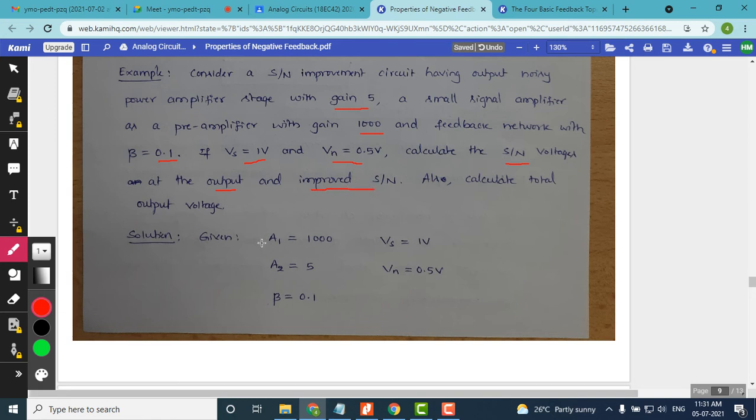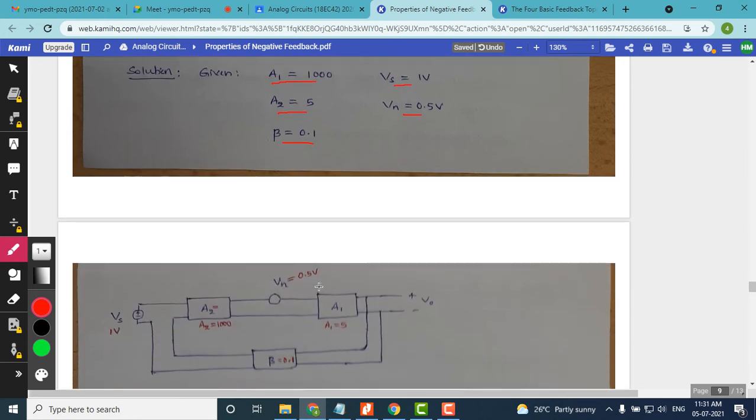This is a very straightforward problem. If you understood the previous theory of noise reduction, definitely we can solve this problem. Now write down all the given data. A1 is the pre-amplifier, whose gain is given as 1000. A2 with noise is given as 5. Source voltage is 1 volt, noise voltage is 0.5, beta is 0.1. So all the given data has been written here.